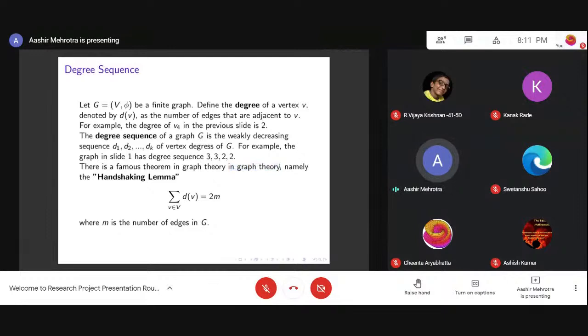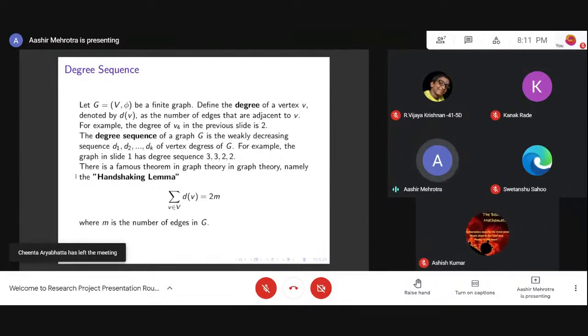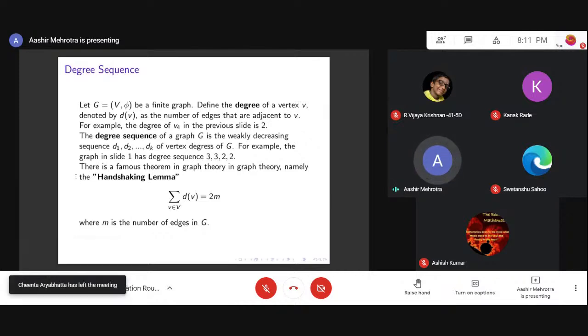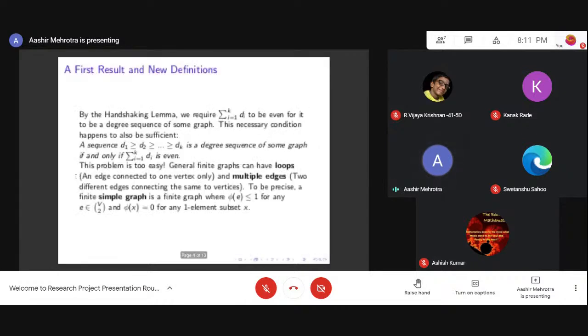Namely, the handshaking lemma. It says the sum of all degrees over all vertices is twice the number of edges. This is a fairly standard result. I'm not going to prove any result here just because we have limited time. So by the handshaking lemma, we require the summation of d_i to be even for it to be a degree sequence of some graph.